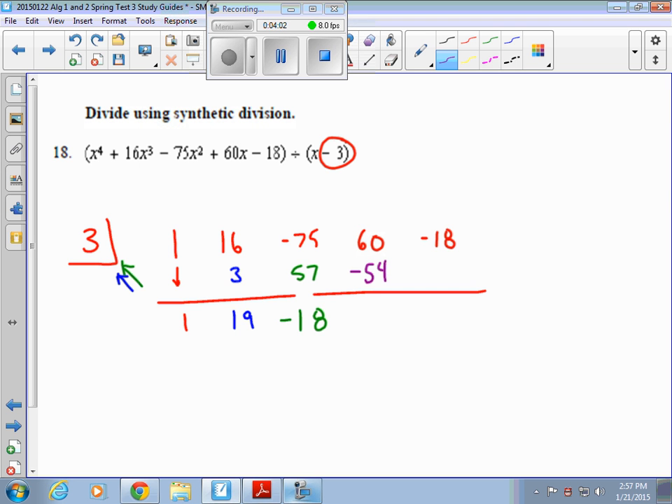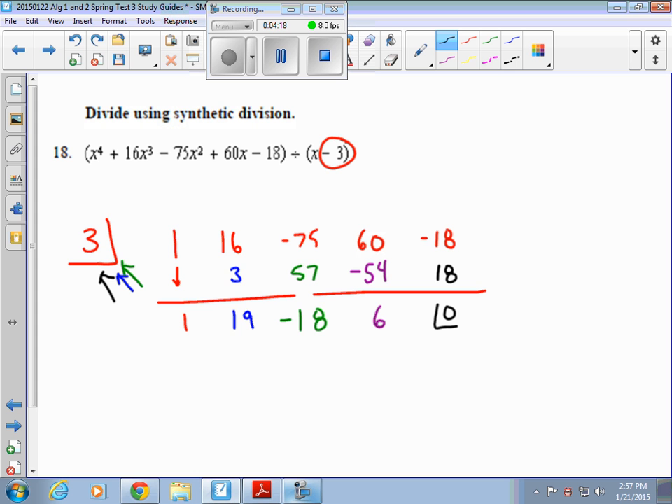Combine those two numbers, 60 and negative 54, and you get the number 6. And then when you multiply 6 and 3, going back to your number again, you get the number 18. It makes us a nice, neat remainder. Negative 18 and positive 18 gives you a remainder of 0.